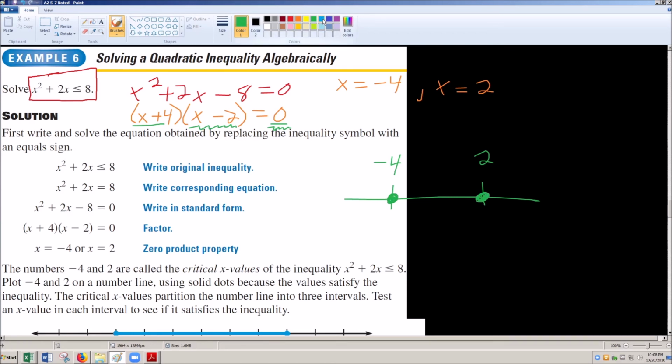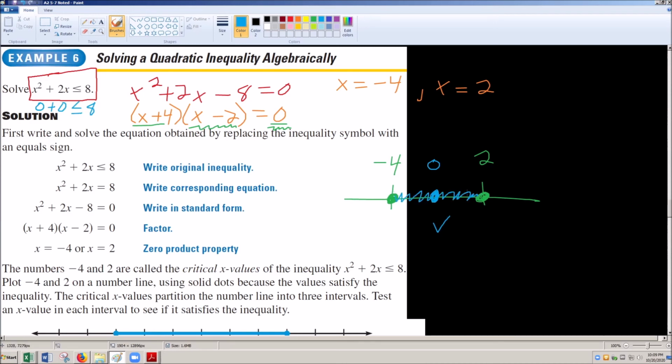So I'm going to pick a point. 99% of the time, if 0 is an option, I'm going to pick 0. So I'm going to see, does 0 work, yes or no? I'm going to plug 0 back into the equation and see if it works. 0 squared is 0, plus 2 times 0 is 0. Is 0 less than or equal to 8? Yeah, last time I checked it was. So check, this works. This is now my shaded region.